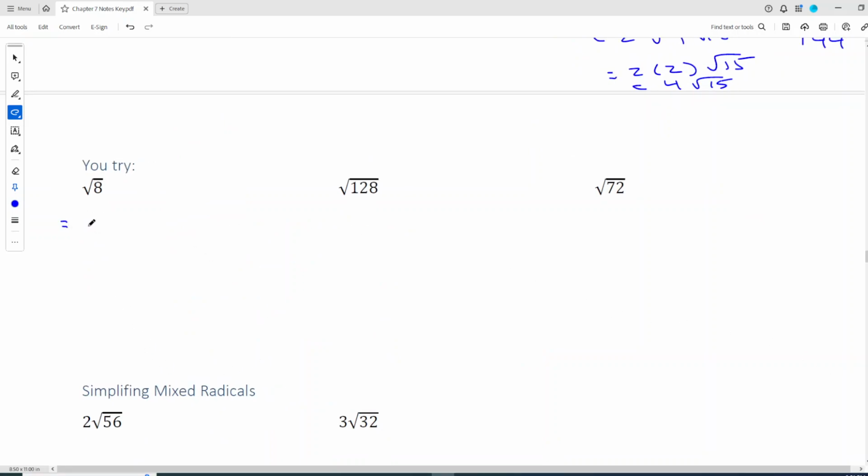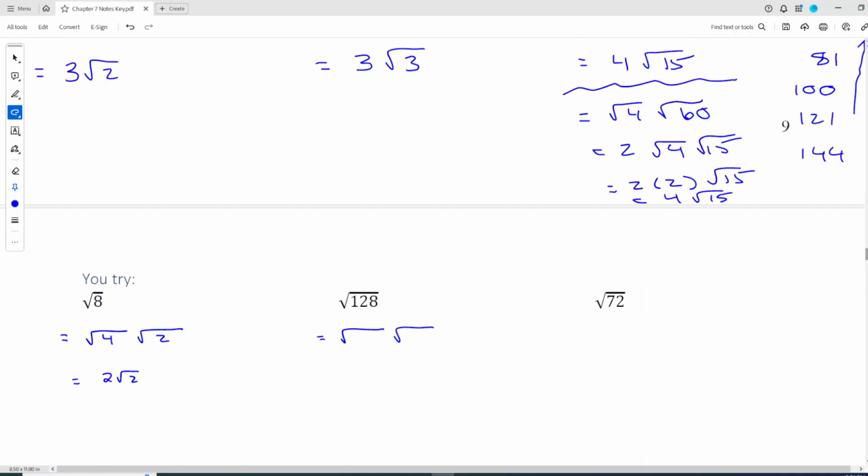So for me, I'm looking for the highest perfect square that goes evenly into 8, which is 4, and it's 4 times 2. So then the square root of 4 is 2, giving 2 root 2. For this one, I'm looking for the highest perfect square that goes into 128. So I'm going to start with half, which just happens to be a perfect square. So half of 128 is 64, and then I'm left with 2, which would give me 8 root 2. And then same thing with this one. If you start with half, it is actually a perfect square, and I would end up with 6 root 2.